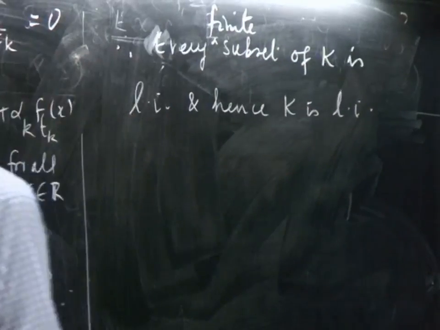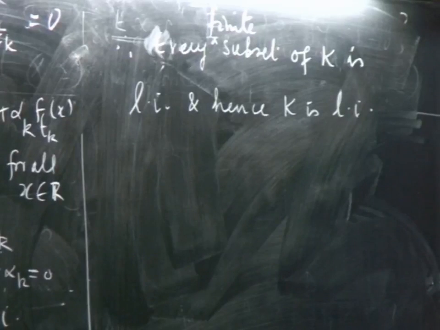That is what is meant by infinite sets being linearly independent. However big k may be, it may be a trillion, and still it is linearly independent. And therefore, that is what is meant by saying an infinite set of vectors is said to be linearly independent if every finite subset is linearly independent.